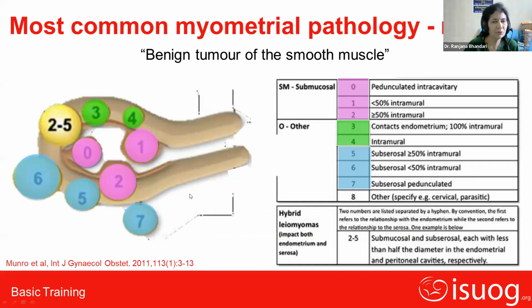So now let us come to the most important, most common pathology we also see in our outdoor, and that is myoma. Myomas are the benign tumors of the smooth muscle, and see this. There was a question on this. Question number 1. We had given the number 1A.